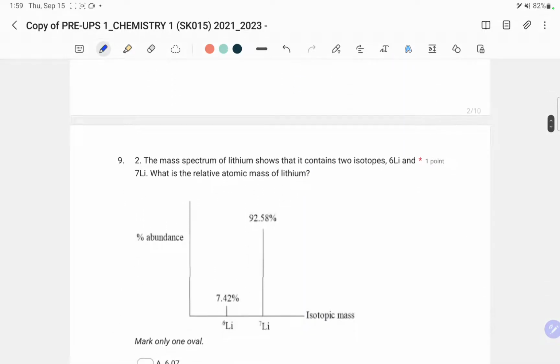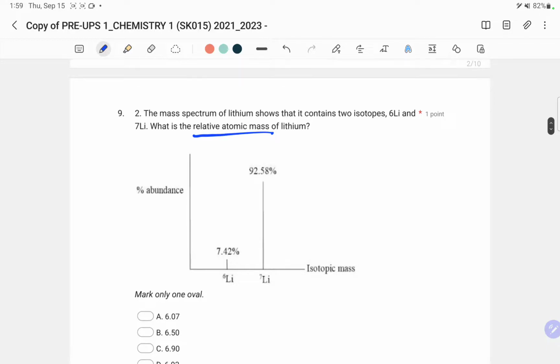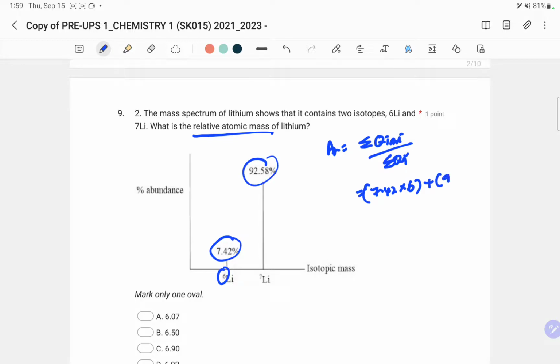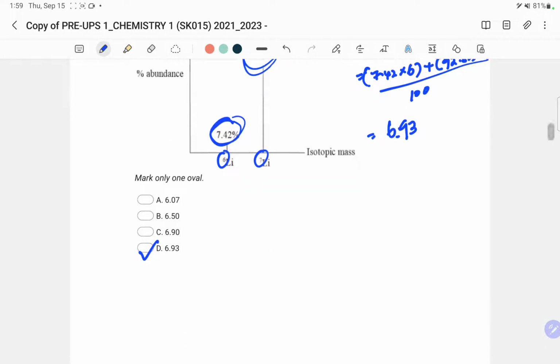Okay, number 2, the mass spectrum of lithium shows that it contains 2 isotopes. So dia minta relative atomic mass. So as we know that the formula of relative atomic mass adalah summation of QiMi over summation of Qi. So the Q here is 7.42 times dengan the mass is 6 plus dengan 92.58 times dengan 7, okay, divide by summation of abundance lah, which is 100%. So akan dapat dekat sini 6.93. Okay, so the answer is D lah.